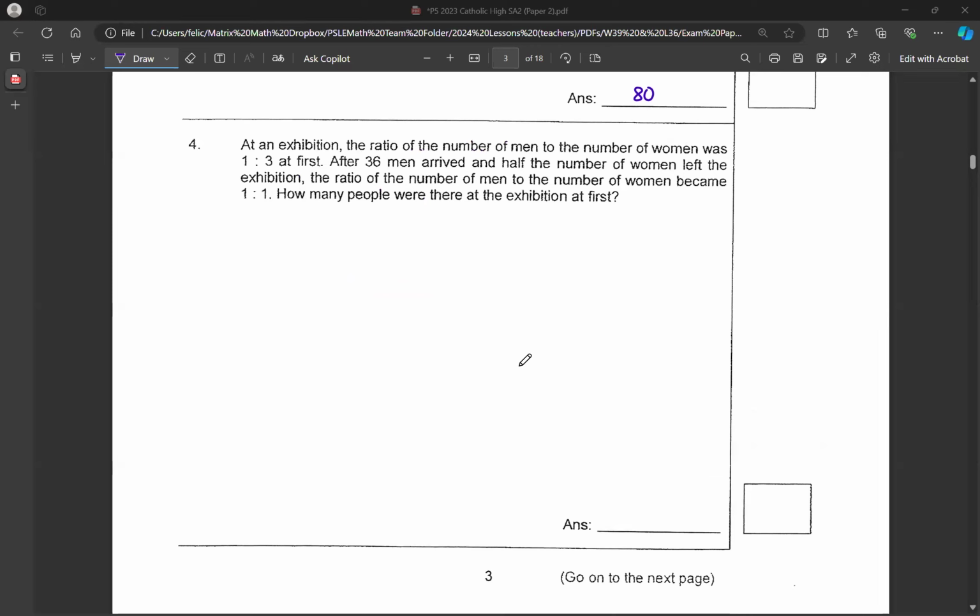Question 4. At an exhibition, the ratio of men to women was 1 to 3 at first. After 36 men arrived and half the women left the exhibition, the ratio of men to women became 1 to 1. How many people were there at first?